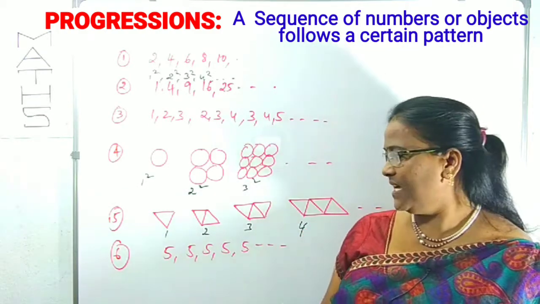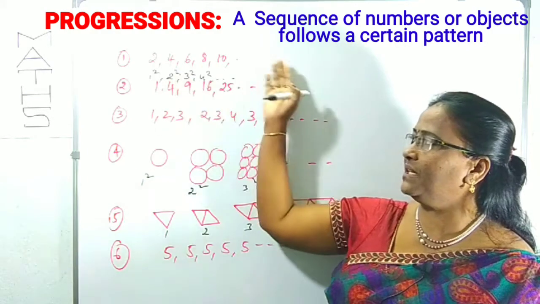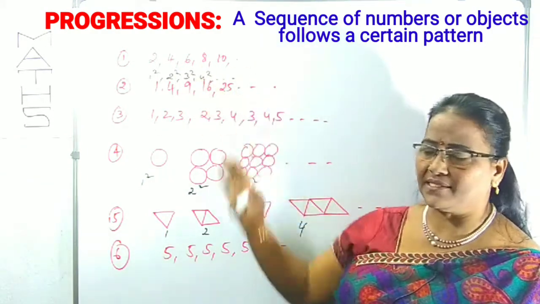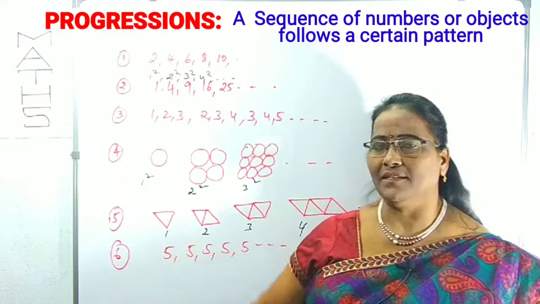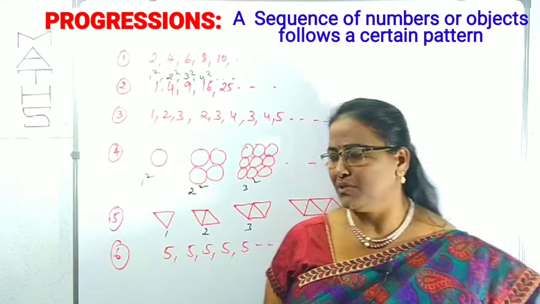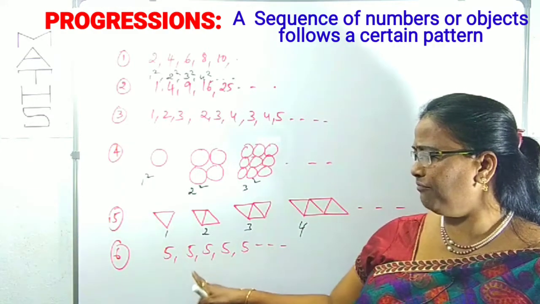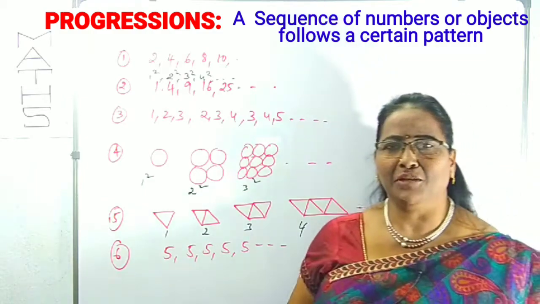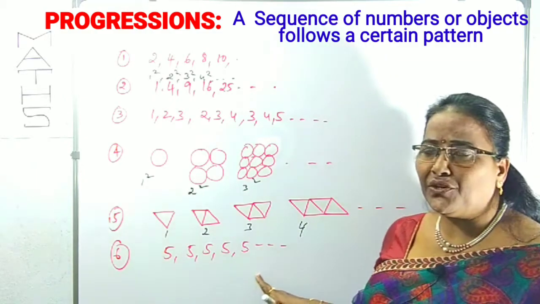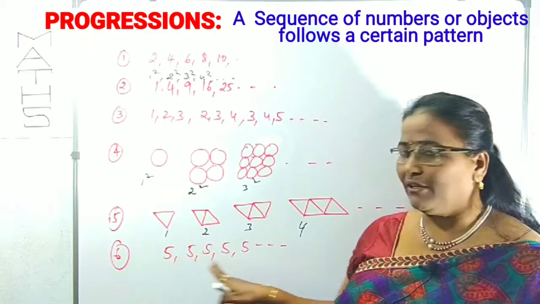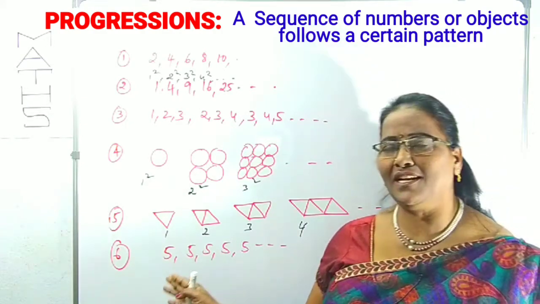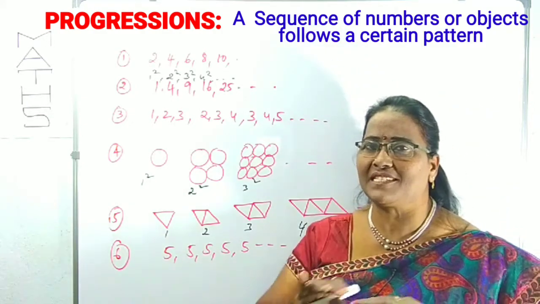Clear? Right. Now we can observe that here there will be some additions, squares, etc. But in case of the sixth example, what you can observe is that all are 5s: 5, 5, 5, 5. It means what? Either 0 is added or subtracted, there will be no change. It means this is also one of the progressions, but it is stable.